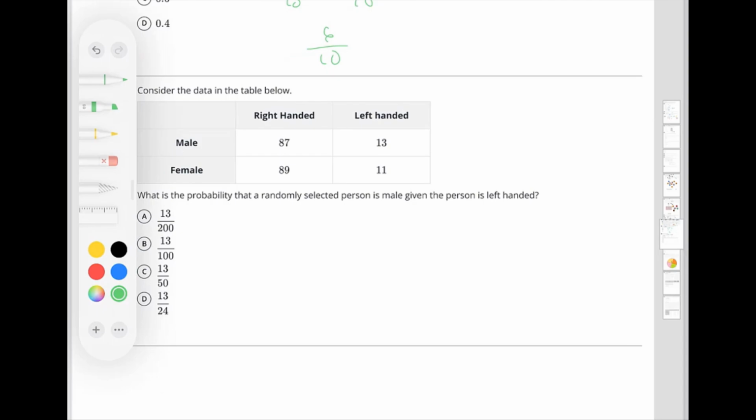Alright, let's take a look at this next table here. Consider the data in the table below. We have right-handed, left-handed. What is the probability that any such person is male, given that they are left-handed? So probability that they're male, given that the person is left-handed. Okay, so this condition here is first. So we're going to find the probability of they are left-handed, for all those people. And then given in that portion, what's the probability that person is male?